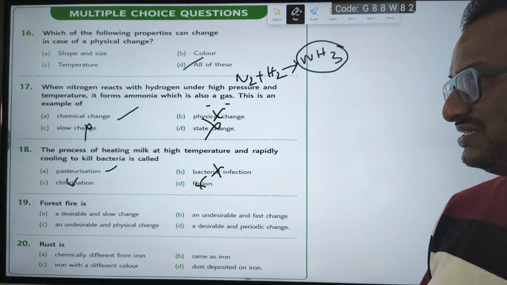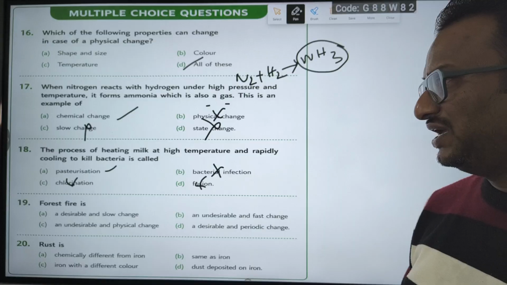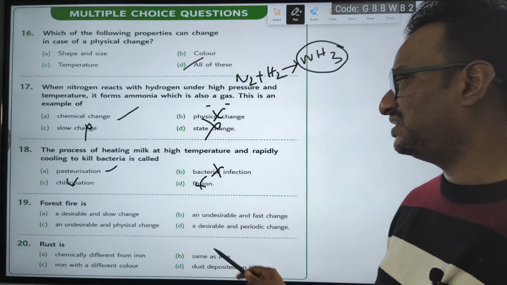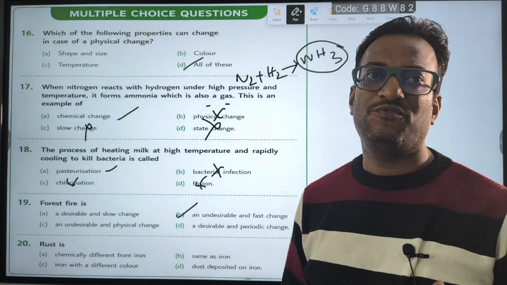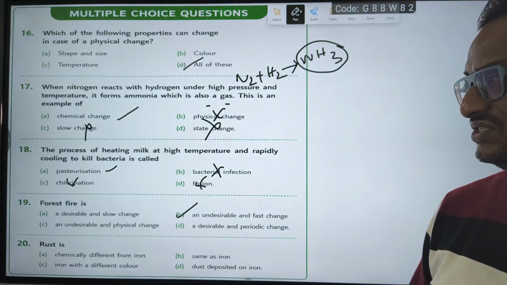Forest fire is a desirable and slow change, an undesirable and fast change, an undesirable and physical change, or a desirable and periodic change. It is undesirable and once again a fast change. Fire spreads rapidly, a fast change.